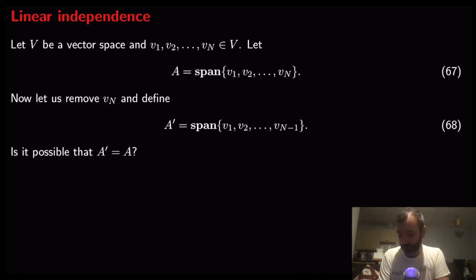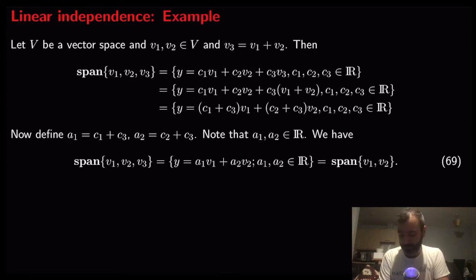Next topic, actually an example on what I just presented. Take three vectors, V1 and V2, and take V3 to be the sum of V1 plus V2. V3 is V1 plus V2. And then take the span of V1, V2, and V3, and I'm asking whether I need V3 at all.